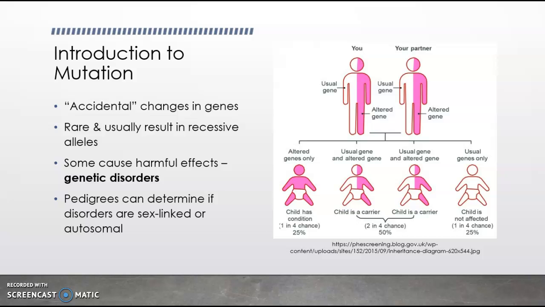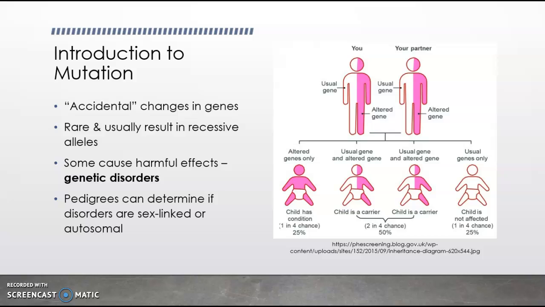And we start off with the introduction to mutation. These are accidental changes in genes. I put accidental in parentheses because it's more like DNA copying mistakes that are made during cell division. And I say mistakes because it's just something that the body does, because it's caused by ionizing radiation, exposure to chemicals called mutagens, or infectious viruses. They're rare and they usually result in recessive alleles.